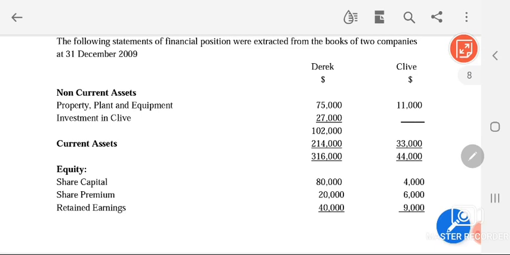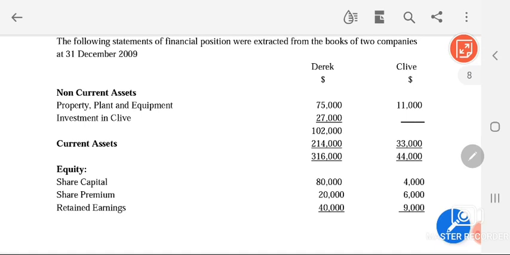The other one, share capital, there's 80,000. So even as you're recording, take note of this. What about share capital? Are you also going to say 80 plus 4? No. The share capital we only maintain for the parent. The other one, share premium, only for the parent. Yet again, retained earnings, we take group retained earnings. These are just things you need to take note of.